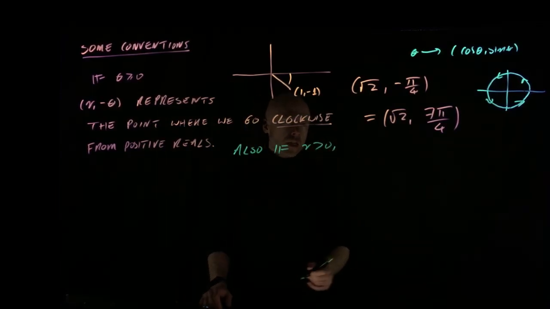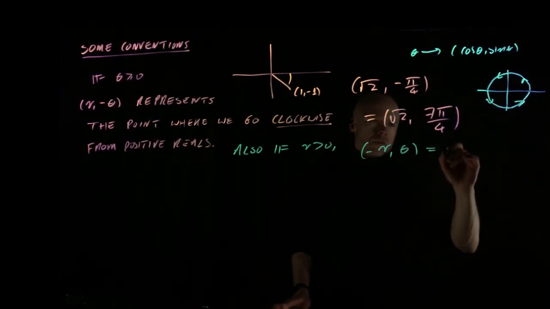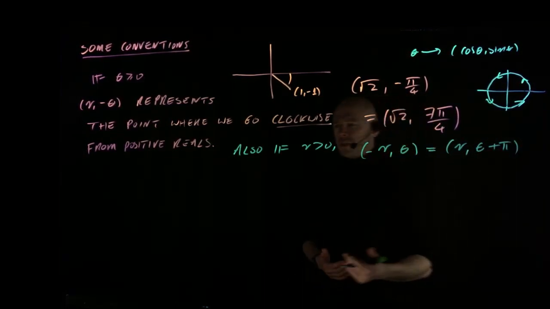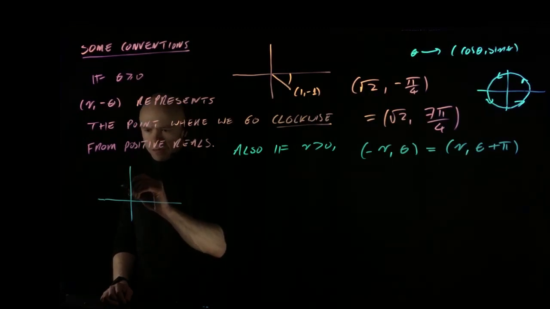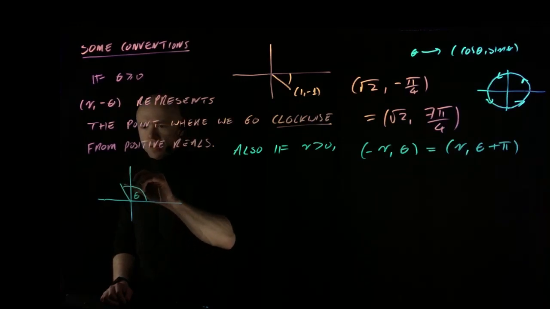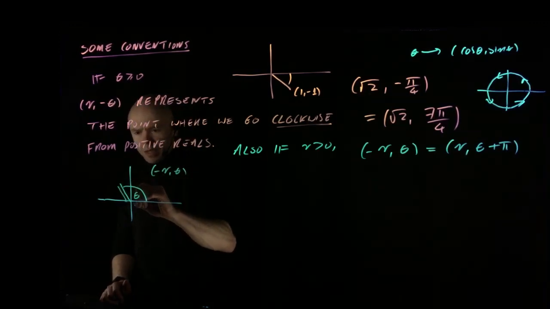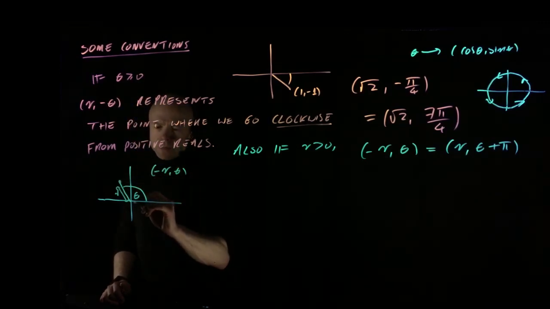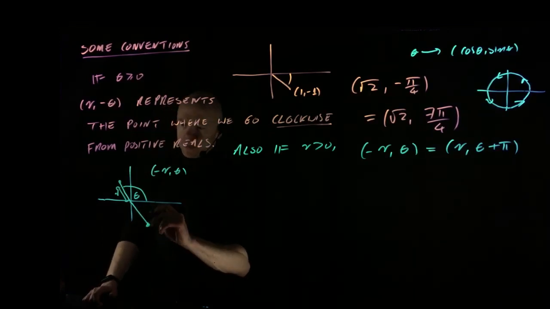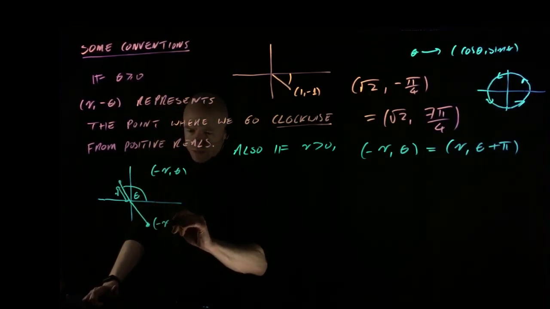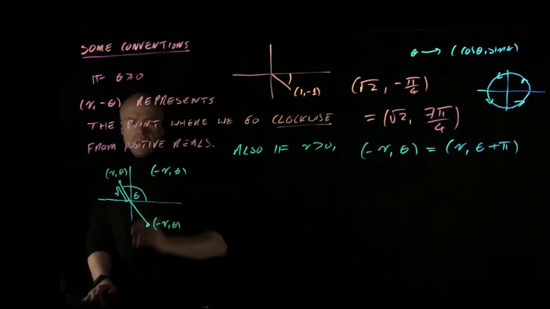If r is positive, then sometimes we're going to have minus r theta, and this just means r theta plus pi. So it's the point which is on the opposite side. So if we have, say, theta is this angle, and the point r theta, if r was positive, it would be here, but for negative r, it's going to be exactly on the antipodal point, the reflection across zero on the other side. So it's this angle plus pi, which gives us over here. So this is r of theta, and minus r of theta is the exact opposite antipodal point.